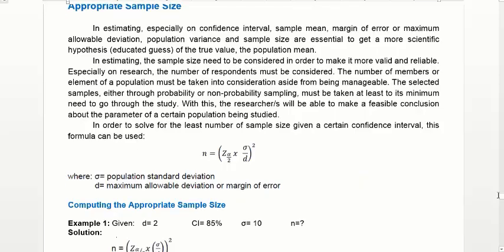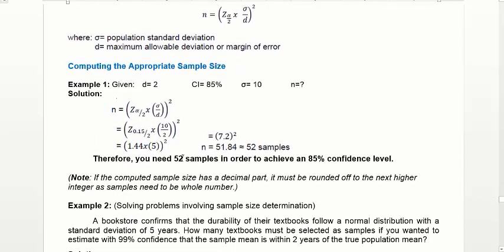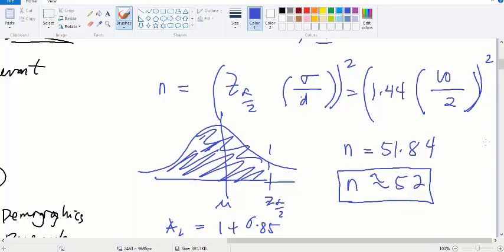Okay. Let's go back to your module. Guys, may note siya dito. If the computed sample size has a decimal part, it must be rounded off to the next higher integer. Okay? Kailangan to the next higher integer siya. That is why 52. Kahit 51.04 pa yan, siguro, 52 pa rin siya. Okay?